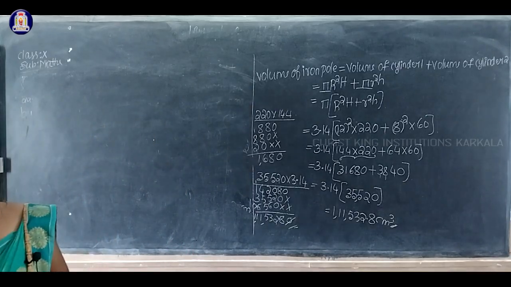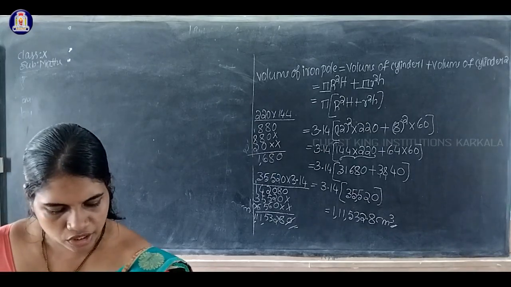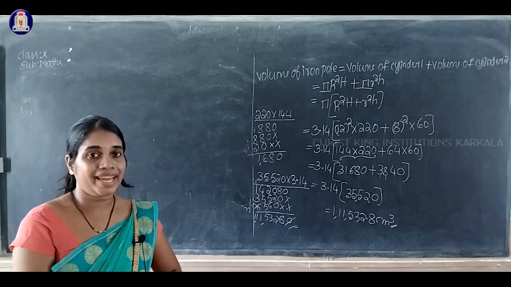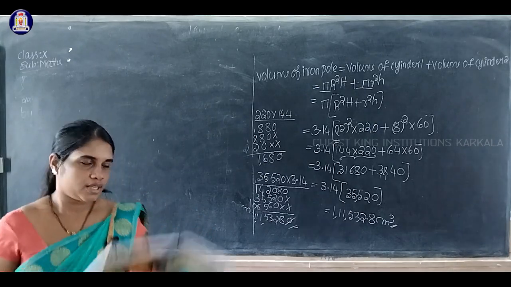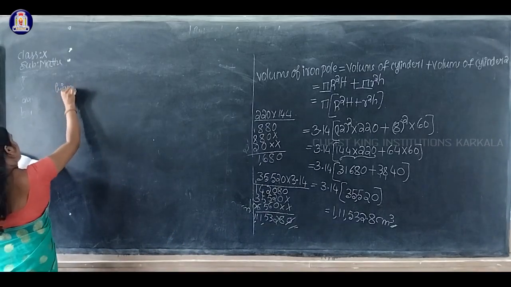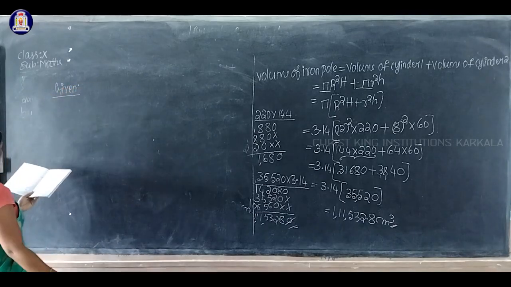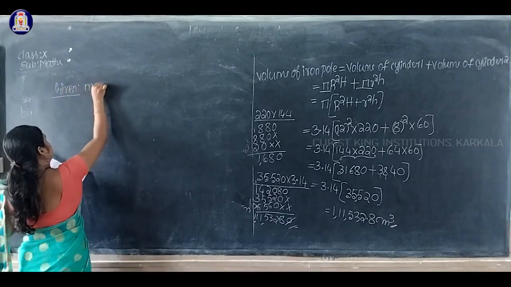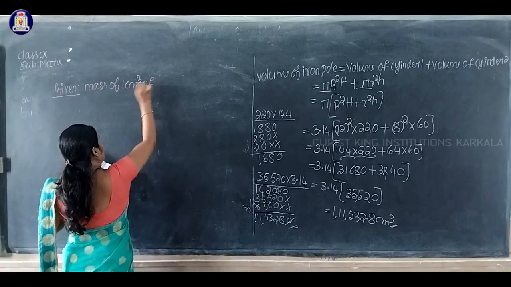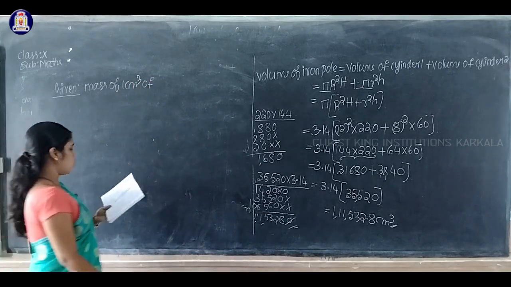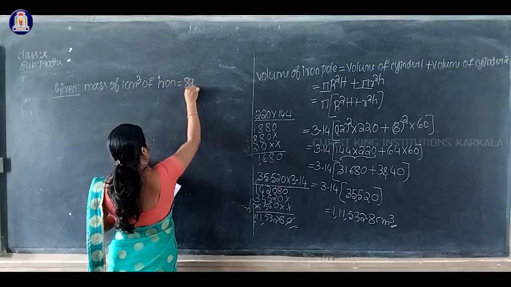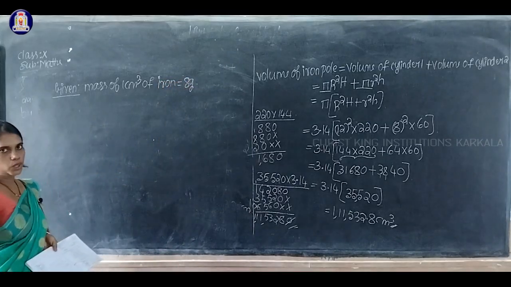Okay, see, actually in the question, mass of 1 cm cube of iron pole equal to how much given? 8 grams given, isn't it? Okay, so given in the question, mass of 1 cm cube of iron equal to how much? 8 gram. Mass of 1 cm cube of iron is equal to 8 gram.